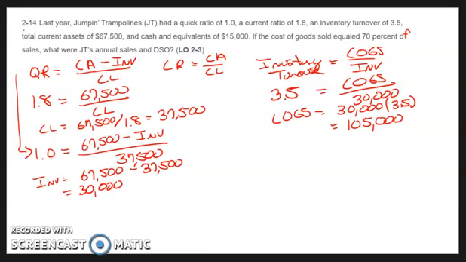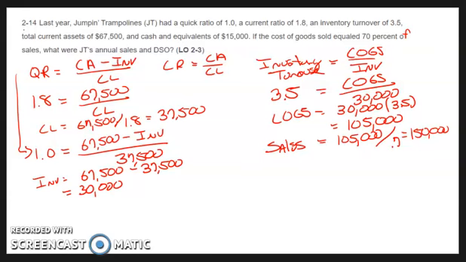So sales: we know that cost of goods sold is 70% of sales. So we just divide the 105,000 by the percentage that cost of goods sold is of sales. So 105,000 divided by 0.7, so that's 150,000.